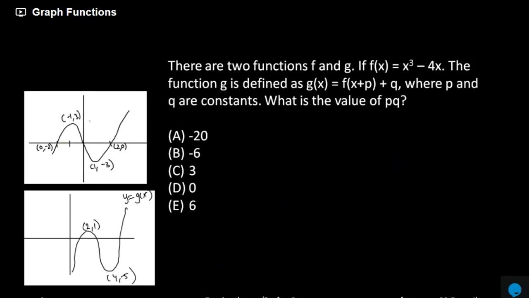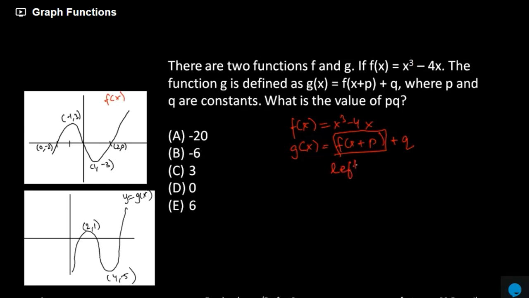Now, in this question, it says there are two functions f and g, and f of x is equal to x cubed minus 4x. So this is f of x, is equal to x cubed minus 4x, and the g of x is equal to f of x plus p plus q. Now, when you do f of x plus p, the graph moves to the left by p units, and when you do plus q, the graph moves up by q units.